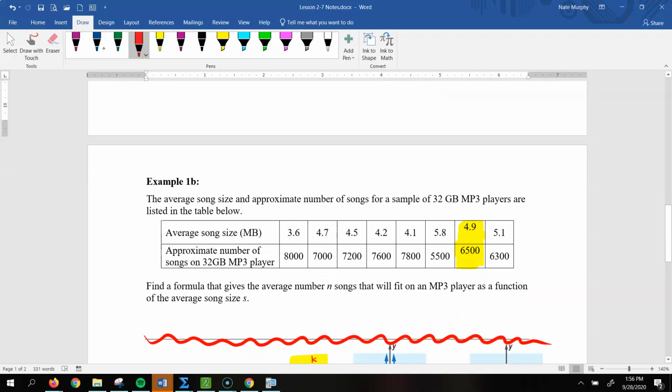All right. So here's another scenario. Here it says the average song size and approximate number of songs for a sample of 32 gigabyte MP3 players are listed in the table below. Now this is an old story problem. You guys aren't maybe even familiar with what an MP3 player is.